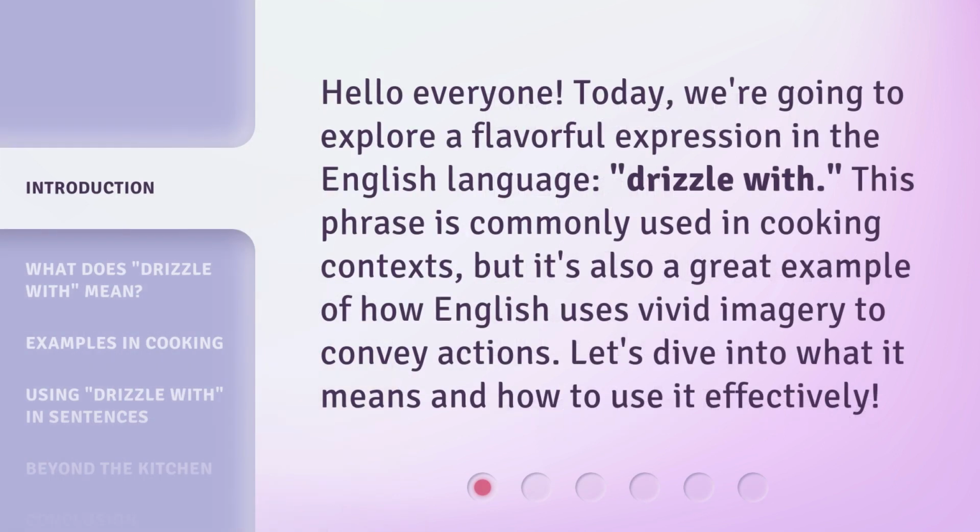Hello everyone. Today, we're going to explore a flavorful expression in the English language. Drizzle with. This phrase is commonly used in cooking contexts, but it's also a great example of how English uses vivid imagery to convey actions. Let's dive into what it means and how to use it effectively.